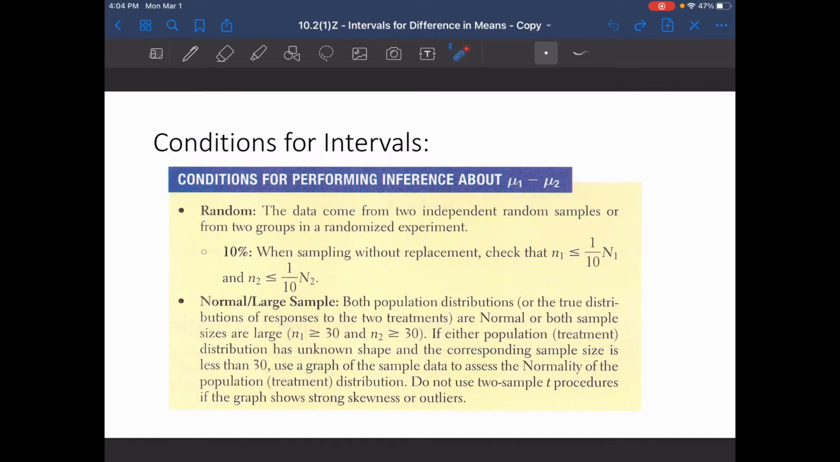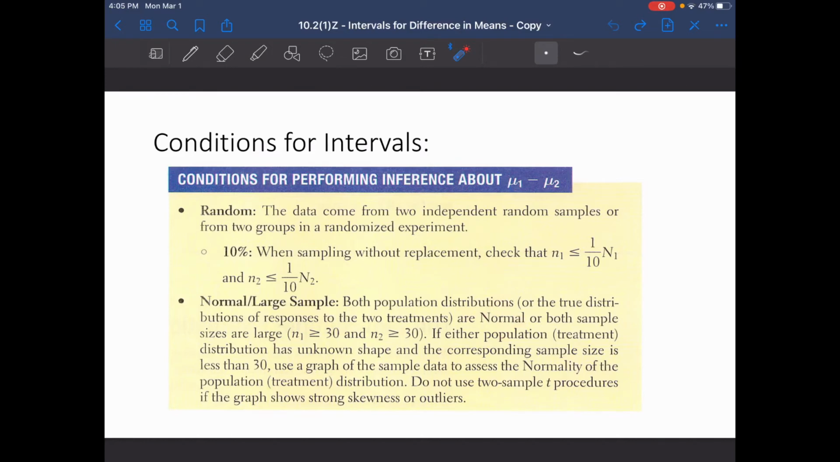Now, we also have conditions that need to be checked, which should come as no shock because we've been going over this forever now. So, again, before we get into intervals, we have to make sure that we check three conditions. The sample has to be random, it has to be independent, so the sample size has to be less than 10% of the total population, and it has to be a normally distributed sample, or a large sample, one or the other. So they either have to say that both samples are normal.